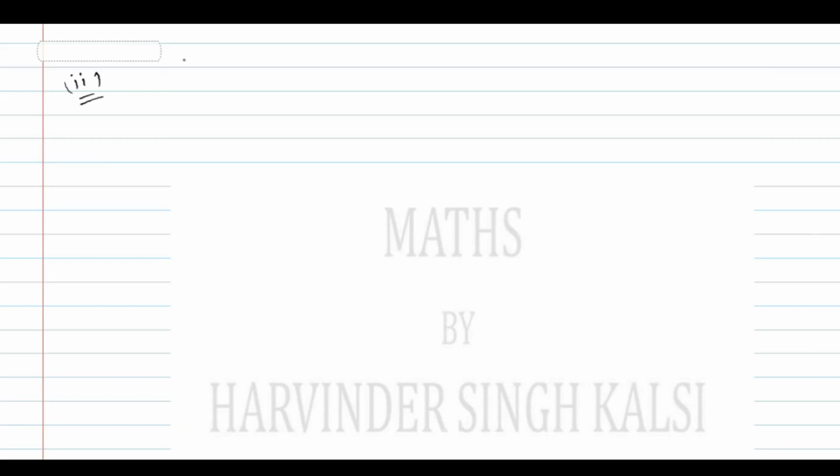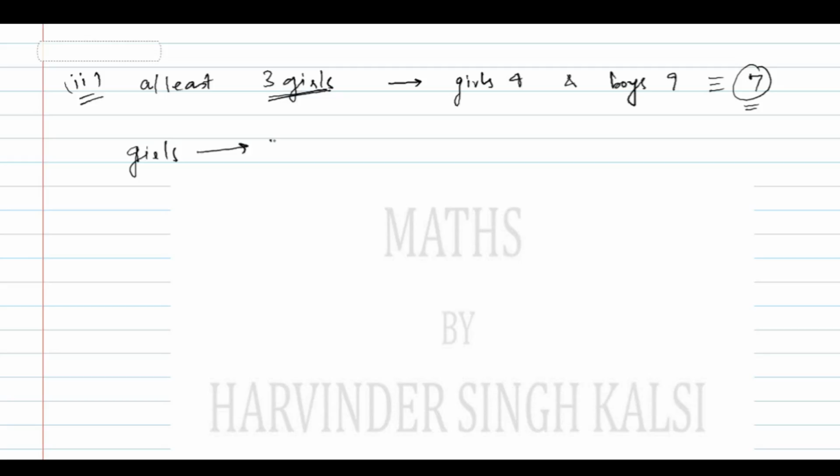For the second part, we have the committee should have at least 3 girls. Okay. The total number of girls is 4 and boys are 9, and a committee has to be formed of 7. So here it has been said that the girls should be at least 3 in a committee. So this means that the girls can be 3 or 4, because a maximum of 4 girls are there to be selected. So the committee will have 3 girls or 4 girls.